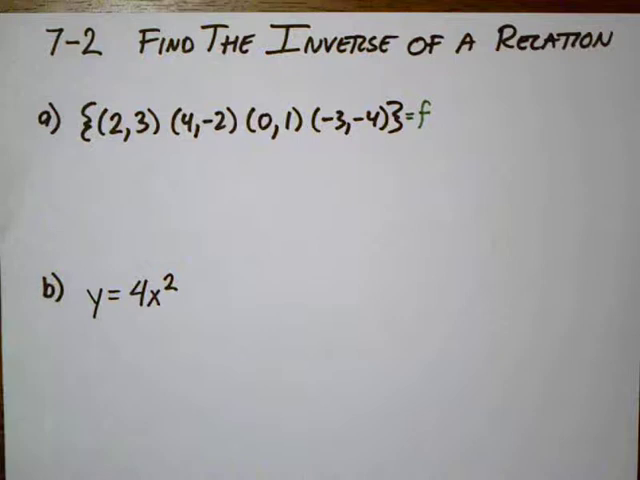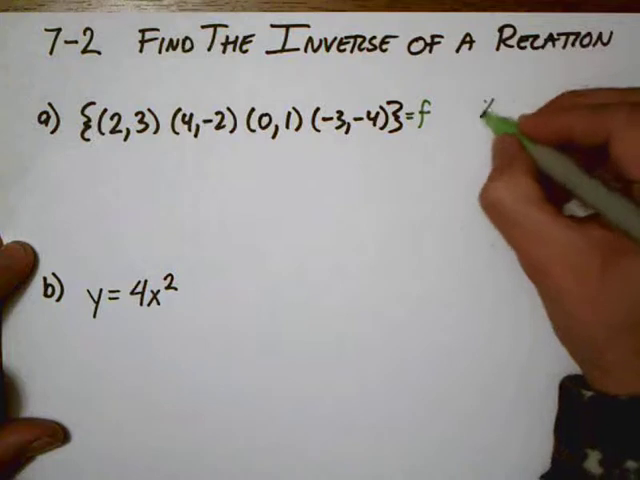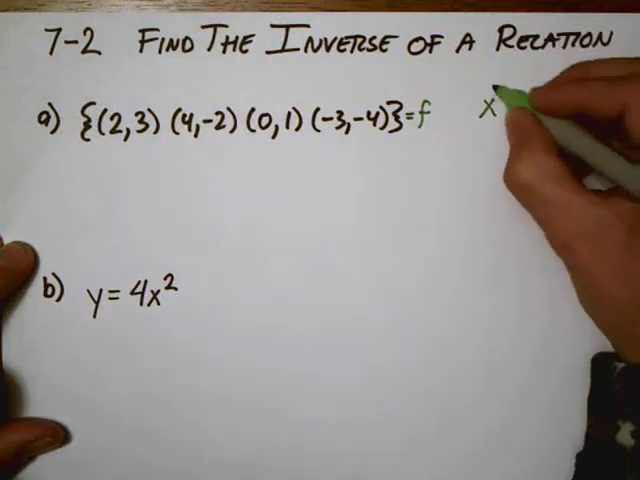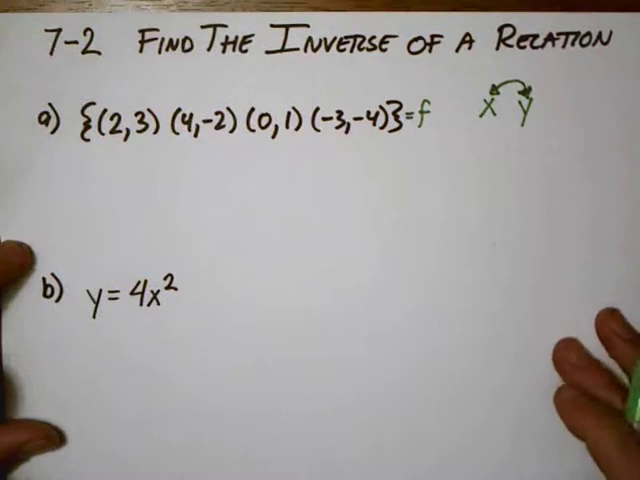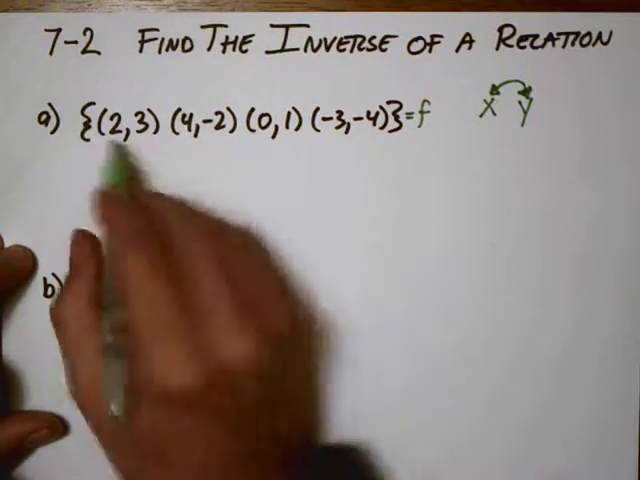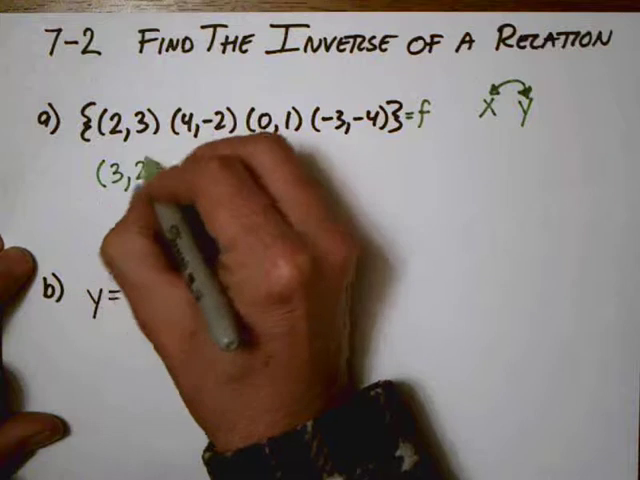If this was f, then we can find the inverse of this by just switching the values for x and y. Anytime we want to find the inverse of a function or relation, we're just going to exchange the x value for the y value. If that's true, we can do this pretty quick. Instead of 2, 3, we would end up with 3, 2.